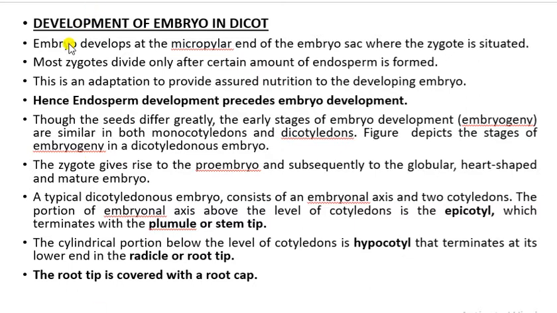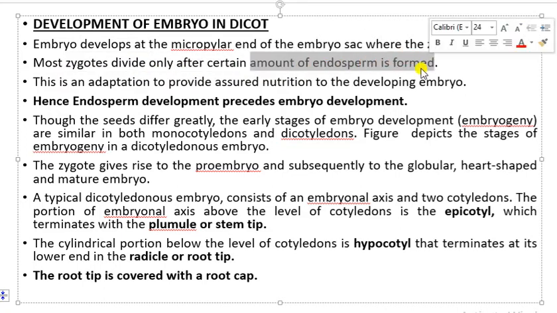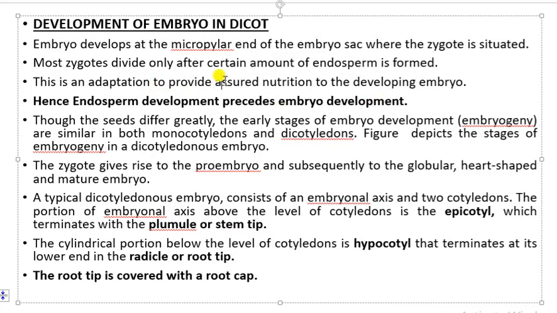Now, embryo develops at the micropylar end of the embryo sac where the zygote is situated. So, this is the location where the embryo develops. Embryo is developing at the micropylar end because the zygote is situated at the micropylar end. Now, mostly the zygote divides only when a certain amount of endosperm is formed. That's why assured nutrition is provided to the embryo. This is an adaptation to provide assured nutrition to the developing embryo.